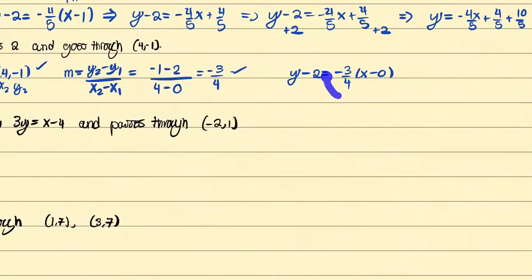So when I distribute this negative 3/4 into this parenthesis, all that it gets attached to is this x, because I'm subtracting 0 inside the parentheses. So this becomes y minus 2 is equal to negative 3/4 x. And then I can just add the 2 to the other side. So my final answer is this.